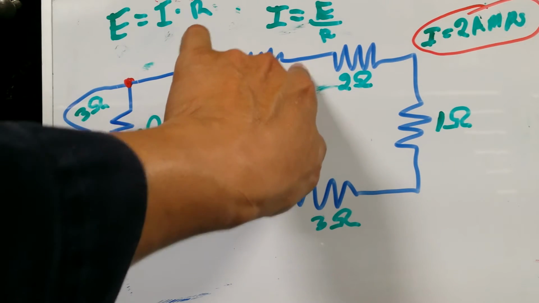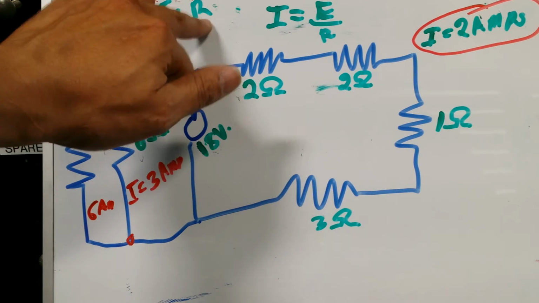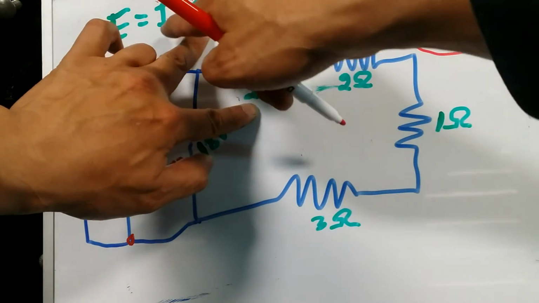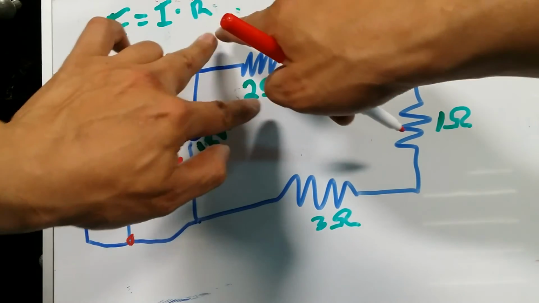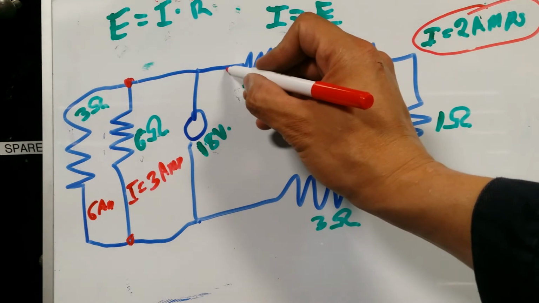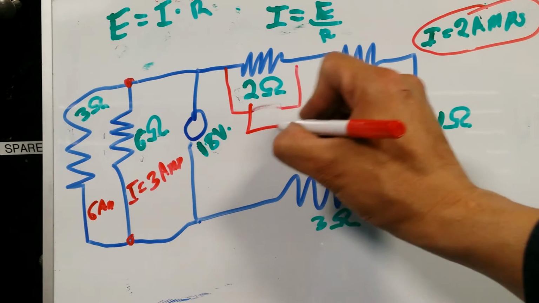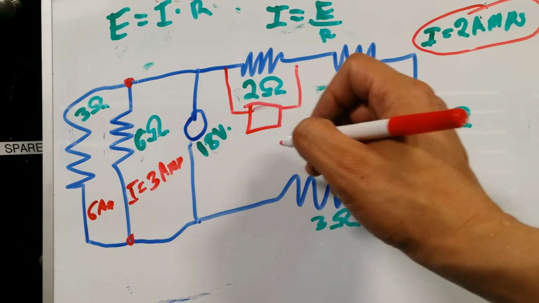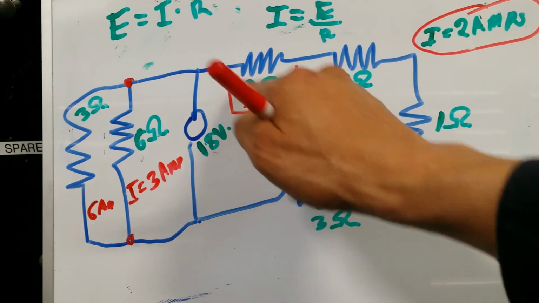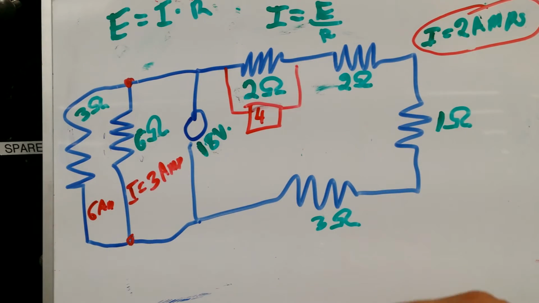If I know that this is a 2 ohm resistor, and 2 amps is going through that resistor, so that's what's going to go here. So 2 times whatever the resistance is, which is 2, is going to give me a voltage drop. If I were to put a multimeter between this point and that point, the multimeter will give me a voltage drop of 4 volts, because 2 ohms multiplied by a current of 2 amps will give me 4 volts.